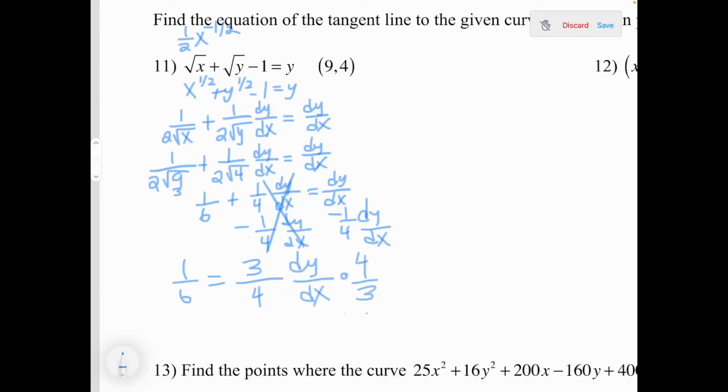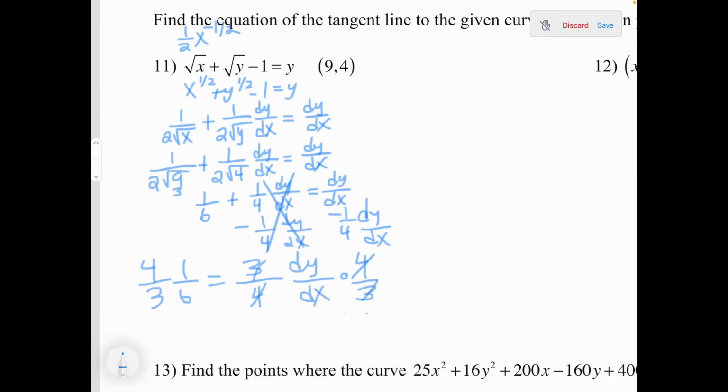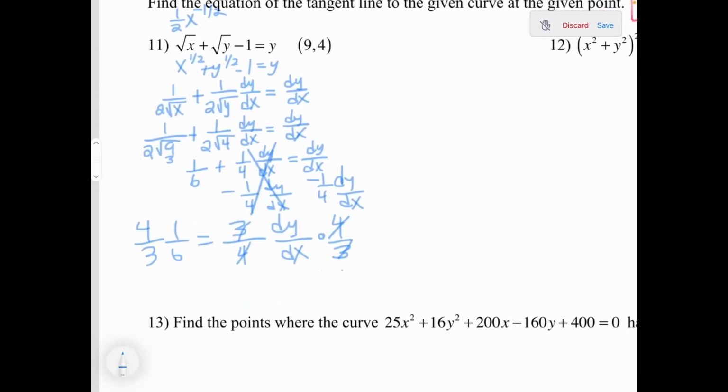We would multiply both sides by the reciprocal of that. It cancels out over here on this side. The 4 and the 3 cancel out. So we're left with 4 over 18, which we can simplify into 2 over 9. And that's equal to dy/dx. So that would be the slope of our tangent line.